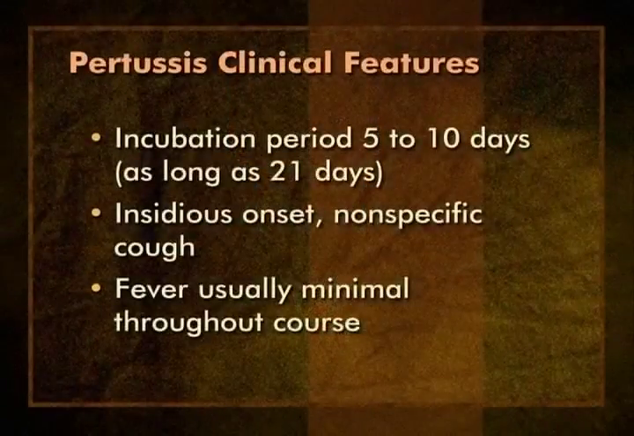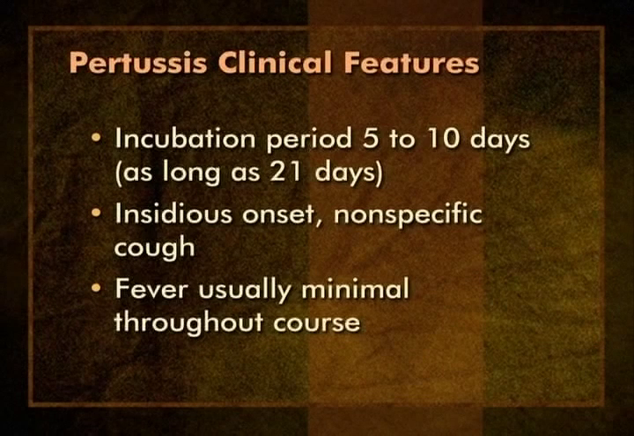Pertussis is almost exclusively a respiratory disease. Lung infection leads to tissue damage. This damage may cause a decrease in pulmonary function, which leads to pooling of secretions and the characteristic cough. The incubation period of pertussis is relatively short. It is usually 5 to 10 days, but can be as long as 21 days.